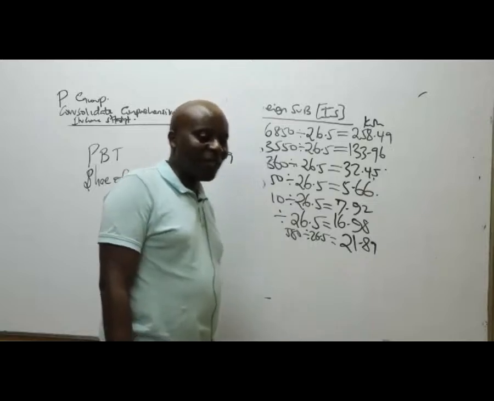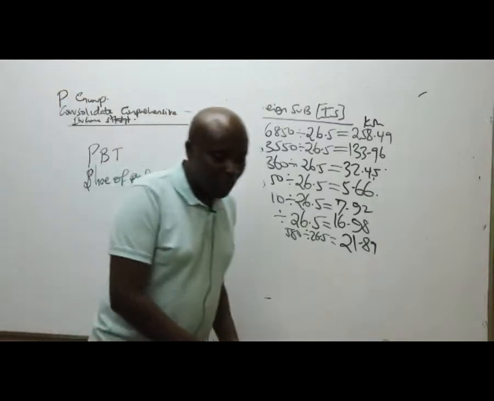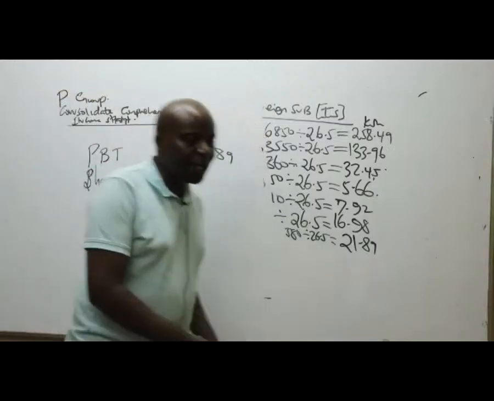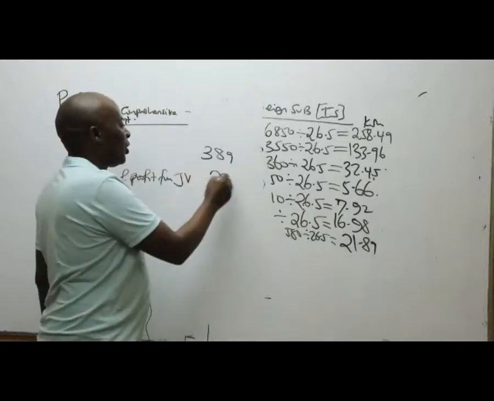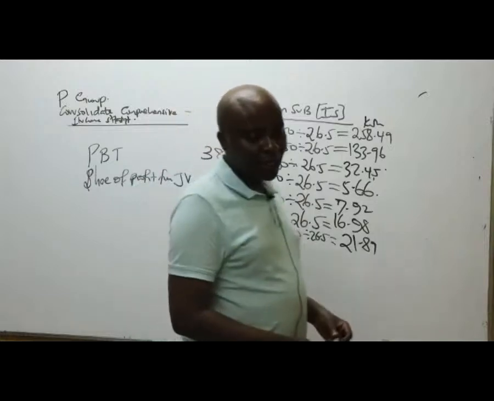Share of profit from the JV. These guys are forgotten. It was 28, 29. 29, thank you very much. Approximately there.